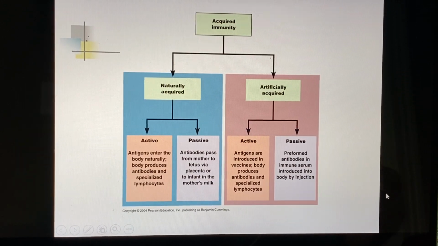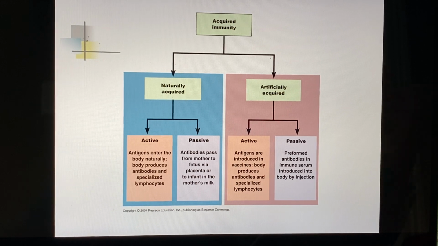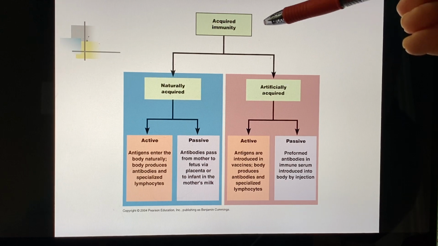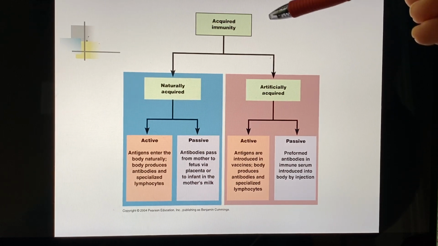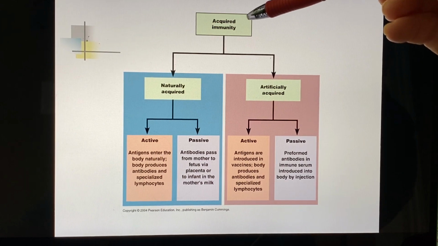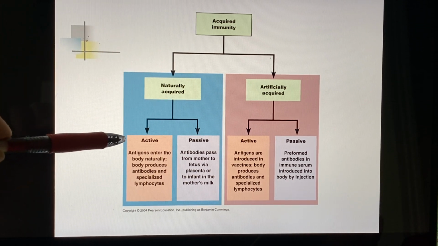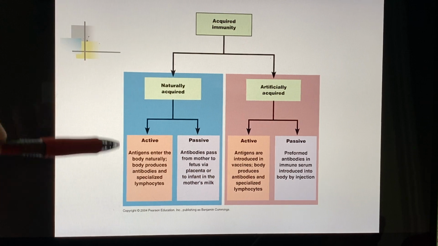So this is a good slide to actually break these down. So acquired immunity just means immunity that's specific, that changes over your lifetime. Adaptive immunity is another term. And then we have natural active. That's when you get the disease and your immune system responds.